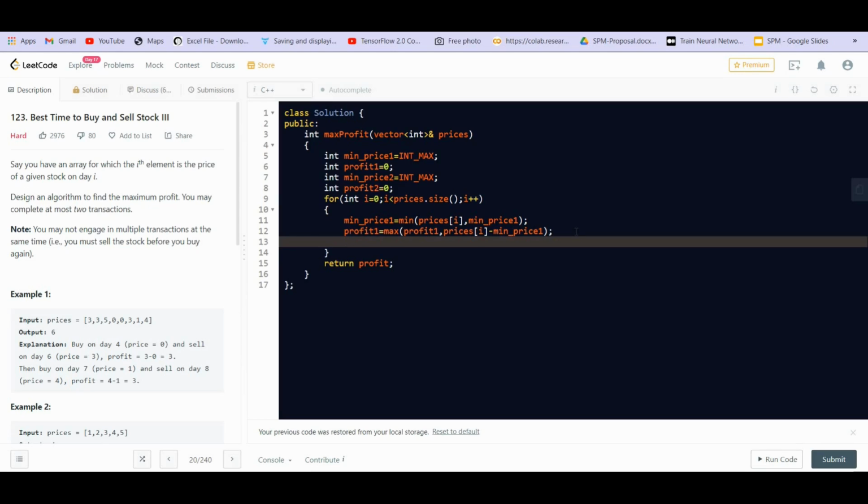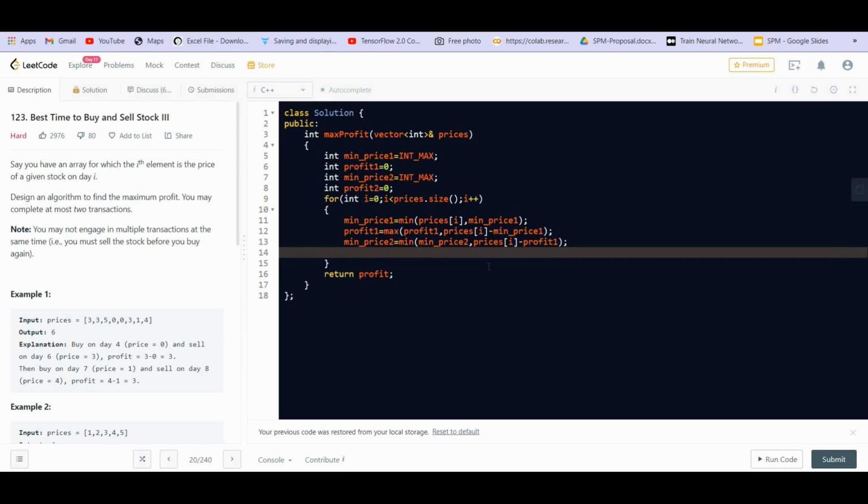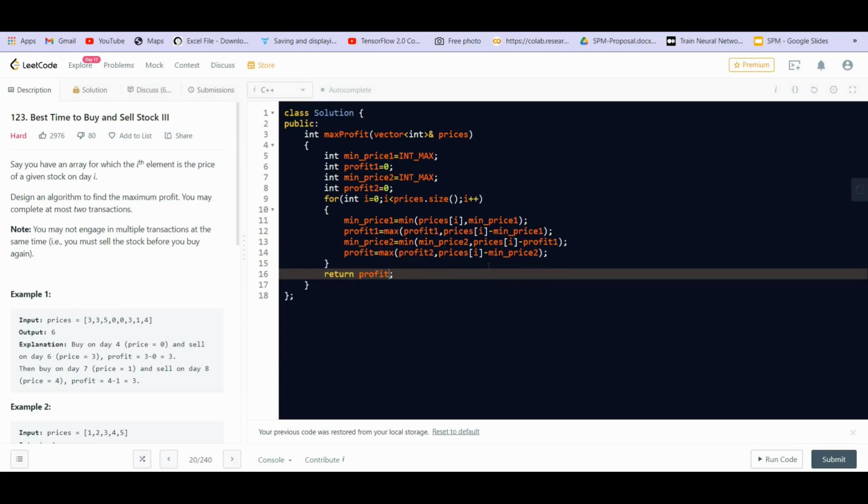Now for the second profit and the second price, minimum price 2. Min price 2 is the minimum of min price 2 and the current price. That is what it is supposed to be, but as we already made a profit, we have to reduce that profit from this, because that will be the effective price. And that is profit 1. Now maximizing the second profit: it is going to be the maximum of profit 2 and price of i minus minimum price 2. And then we have to return profit 2.